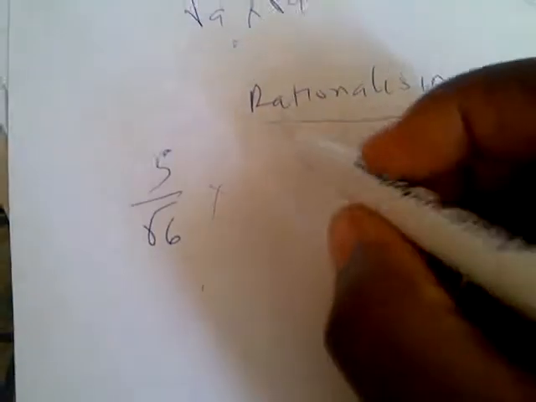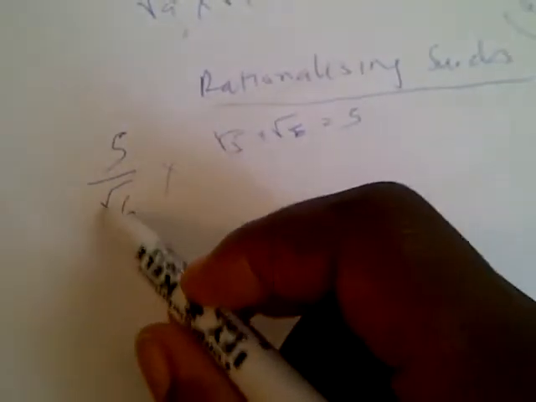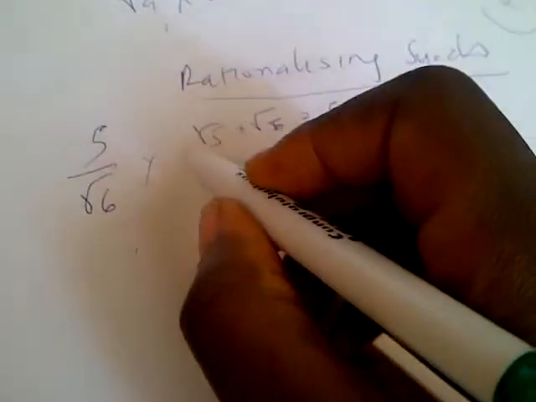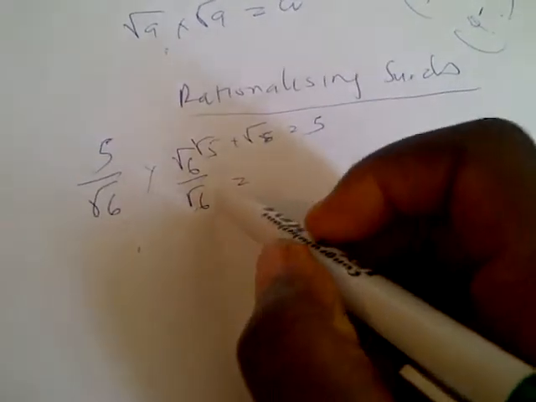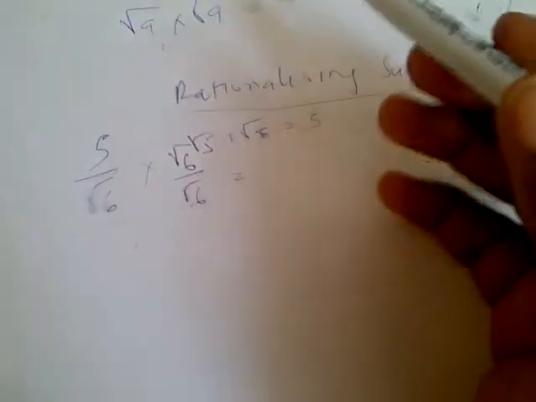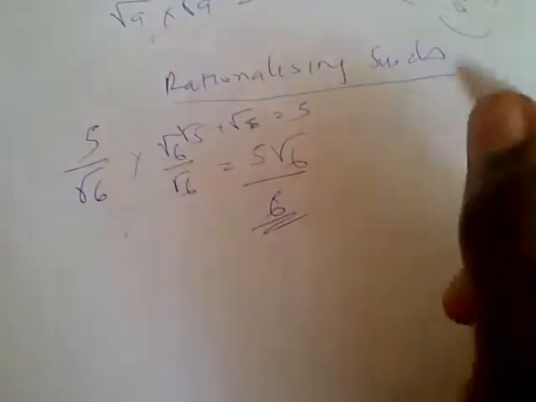Whenever you're rationalizing, use the mentality that the root of a number times the root of the same number is equal to the number. For you to get a whole number here, you have to multiply by the root of the same number, so you get that number. So it's more like saying times root 6 over root 6. I'm doing root 6 over root 6 because if you cancel out, you have 1. If you multiply this by 1, you didn't change it, it's still the same thing. So this is going to give you 5 root 6 over root 6 times root 6, which is 6. So this will now be the answer of the rationalized surd.